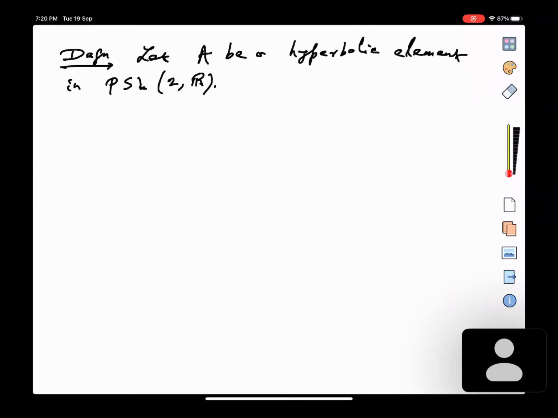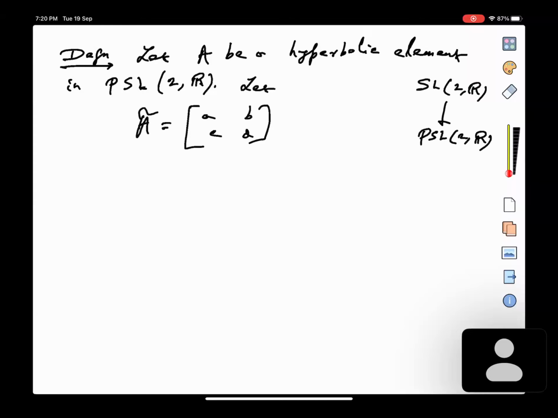All right. Now whenever you have something in PSL2R, there is a 2-to-1 map from SL2R to PSL2R, which is the projection map, because every element in PSL2R is an element of SL2R modulo plus or minus identity. So we denote one of the lifts as ABCD.